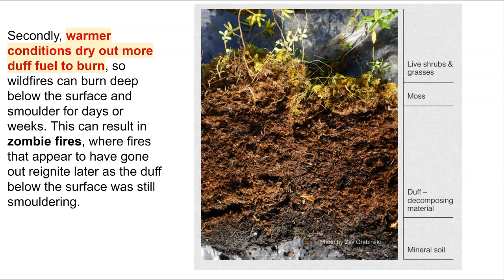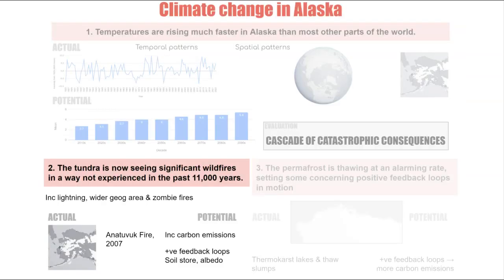I'm recording this just after Halloween, so it's quite appropriate. Zombie fires, where the fires that appear to go out reignite later as the duff below the surface was still smouldering. So you can get an increase in the lightning strikes. You can get them occurring in places where they haven't occurred before, and the duff will dry out. The lightning strikes, the duff burns more easily and burns for longer, including those zombie fires.